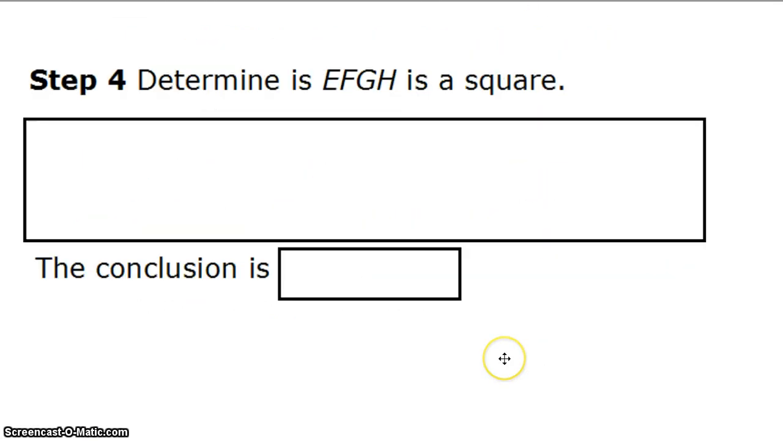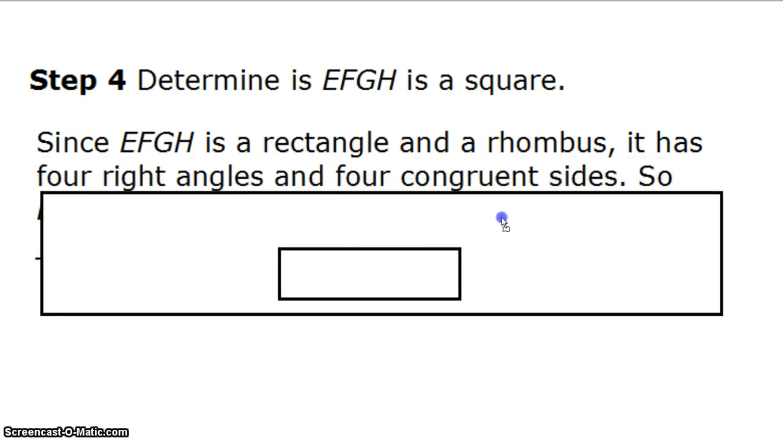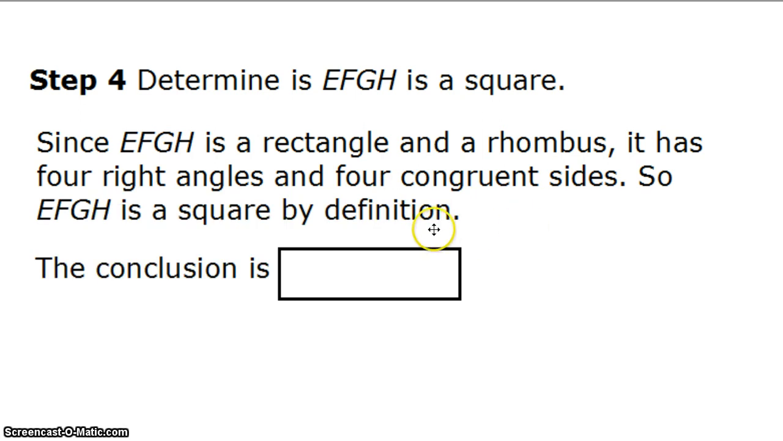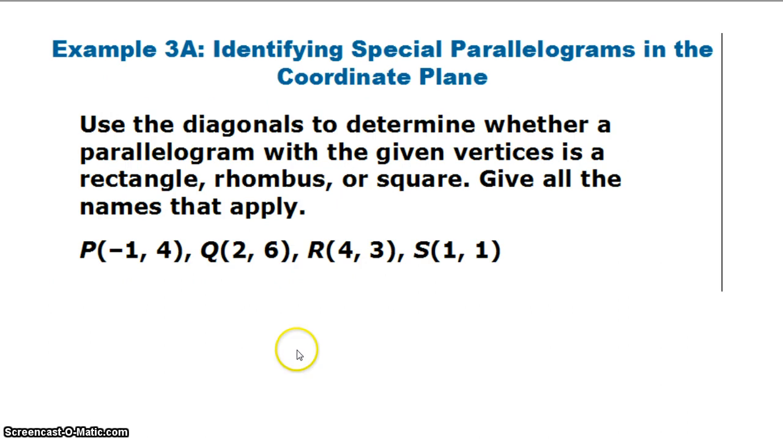Very good. And so now, can we state that it is a square? How can we do that? Let's see. Since it is a rectangle and a rhombus, that was enough information, right? For us to know that we have 4 right angles and 4 congruent sides, so it is a square by definition. The conclusion is valid. Very good.